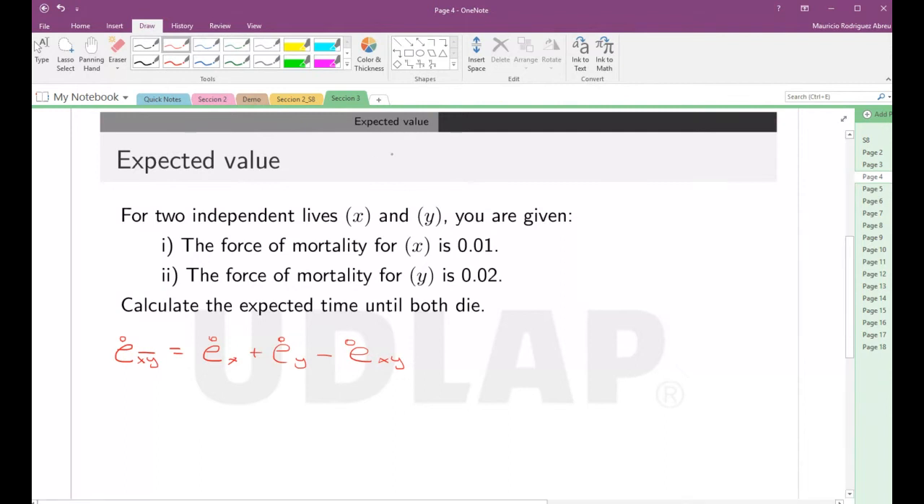Remember, when mu x t, when we have constant force of mortality, the expected value is this. We did that for one life.